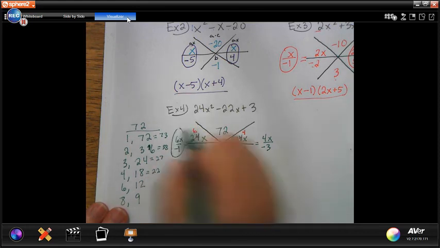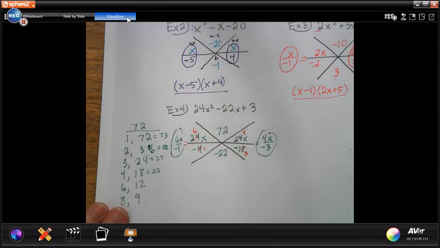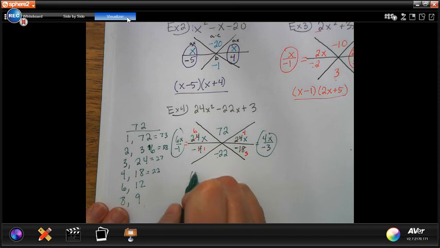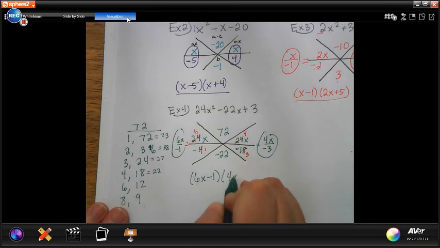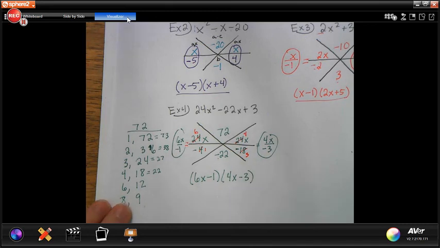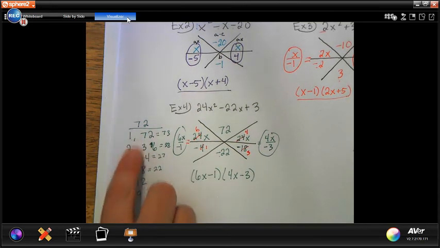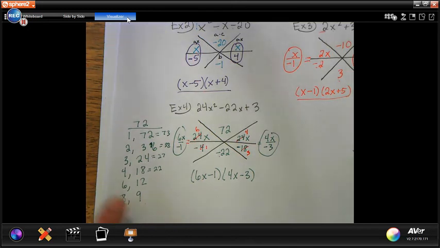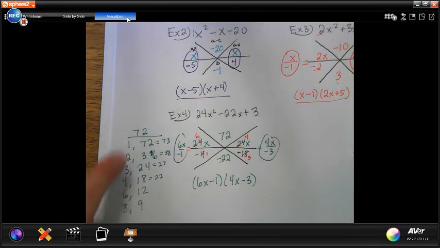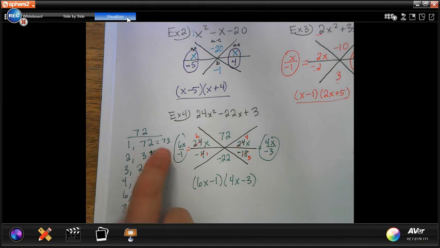Okay, so we're going to make those our horizontal parentheses. 6x minus 1 and 4x minus 3. Okay, so that is factoring. This is probably the hardest problem. Although you do have some problems that actually ask for the list, so you'll fill that in. They actually give you one side of it and you write the other side of it, and then the sums do the adding.